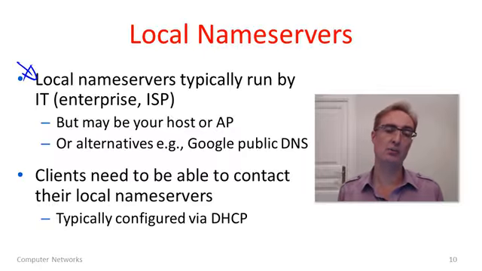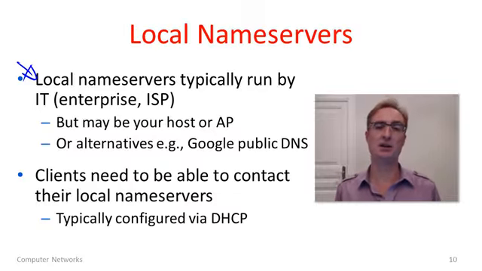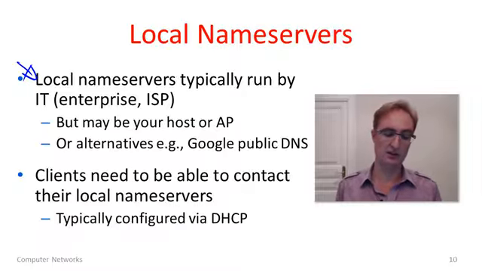Or your access point at home might also be running a local name server, which is then talking to your AP. This would maybe provide advantages by caching information for machines inside your house, which is available locally and quickly inside your house. It's also possible to use alternative systems for your local name server.